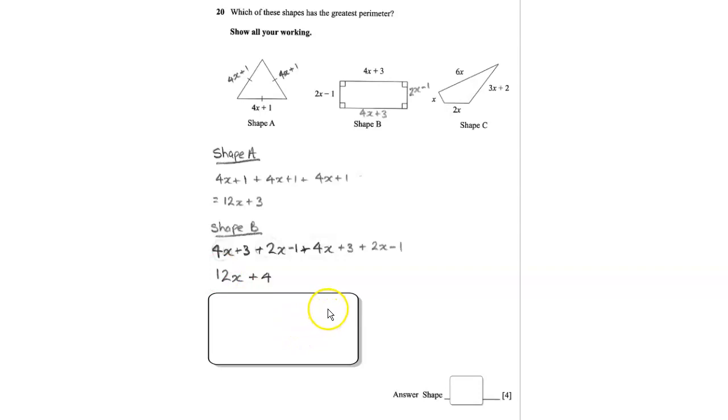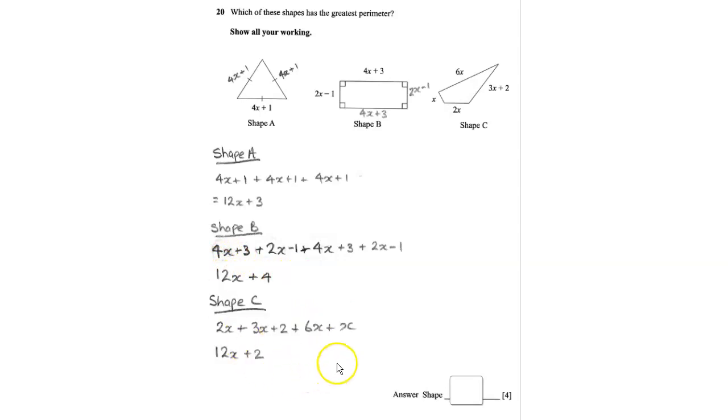For shape B, again, we're adding all the sides up. So you can see 4x plus 3 there, 2x minus 1, 4x plus 3 and 2x minus 1. And we've put pluses in between each one. So we simplify it by collecting our like terms. So 4x plus 2x plus 4x plus 2x is 12x. 3, take away 1, add 3, take away 1 is plus 4. So that's your expression for the perimeter for shape B.